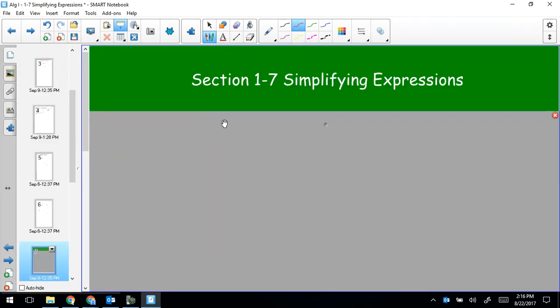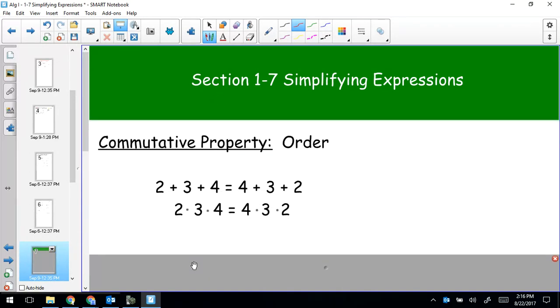So this is section 1.7, simplifying expressions. Now you probably know how to do a lot of these things within this lesson because it's kind of a middle school topic actually. So you probably know how to do some of this stuff. We're just going to basically review it. So let's go through. First property that we have to talk about is called the commutative property.